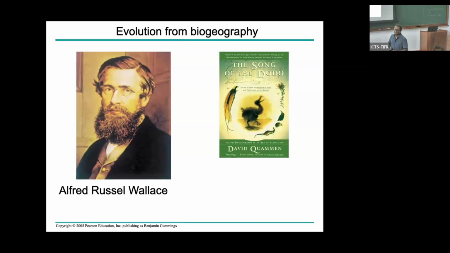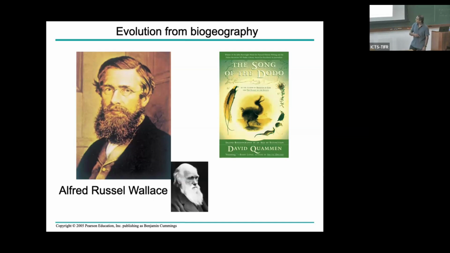Really undermined or just went under the radar. They say the same thing about Wallace, and yeah, that's true. It's really interesting. There's this book by David Quammen, Song of the Dodo, that provides a very nice description, but I have to warn you that it's a little bit dry. So save that for some time when you have a lot of time.